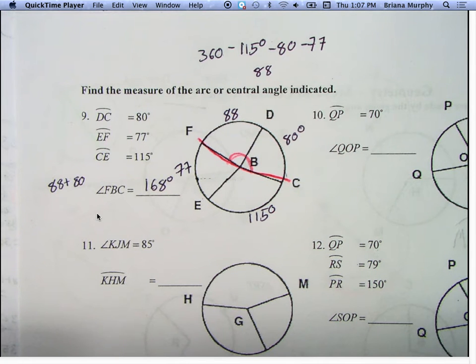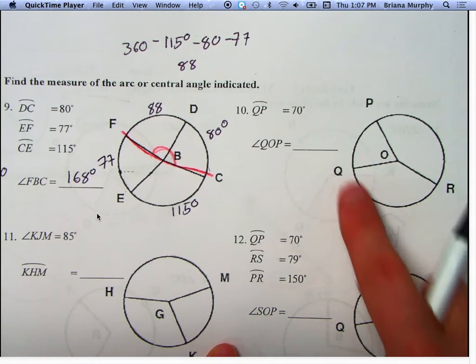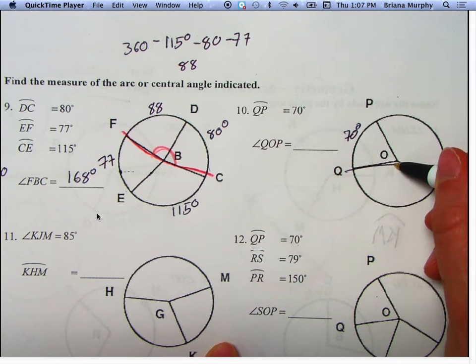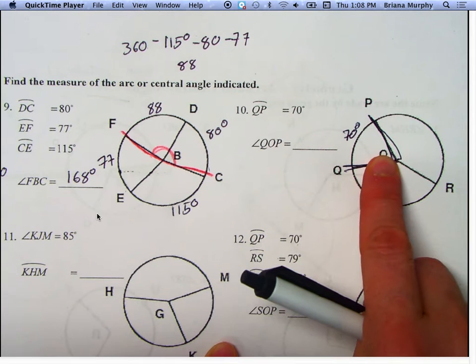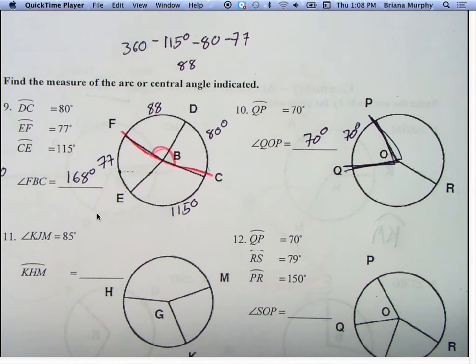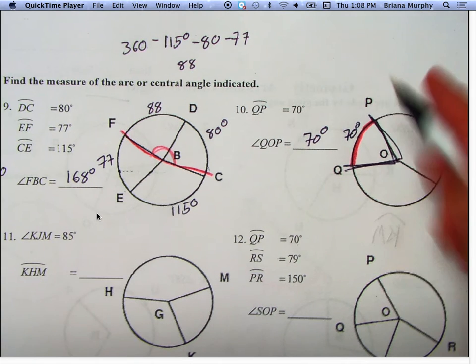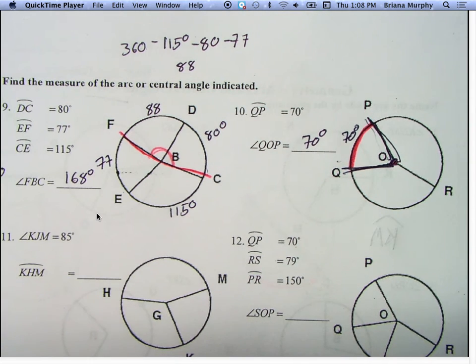You're good? Do you want to try an easier one like that, like number 10? Okay. If Q to P is 70, what's QOP? If this is 70, what's this? 70. That's it. Wait. Central angles and arcs are the same. See this arc right here in pink? That's 70. This is its central angle. It hits the center. So they are the same degree.